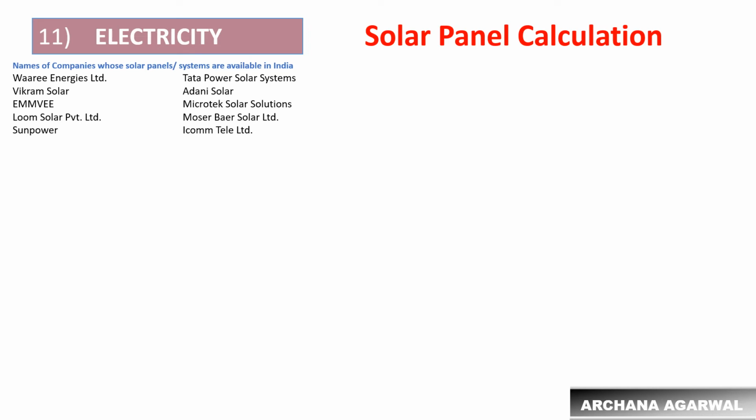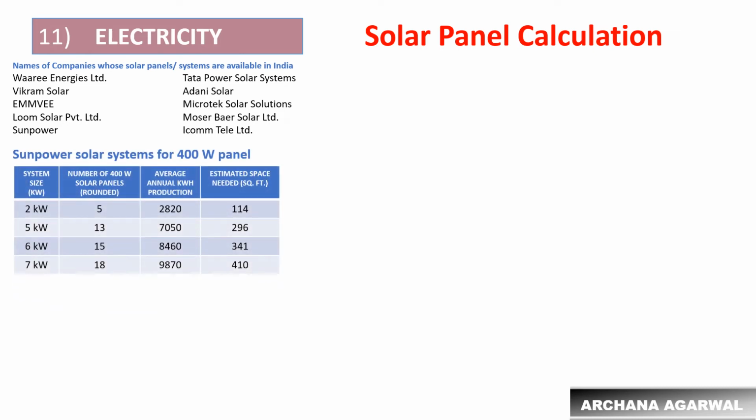I have selected the 400 watt sun power panel, and I have collected the data for 400 watt panel. The 400 watt panel is available in various system sizes of 2 kilowatt, 5 kilowatt, 6 kilowatt and 7 kilowatt. For each system size, the number of panels is given, the average annual kilowatt hour production is given, and the estimated space needed in square foot is given in this chart.